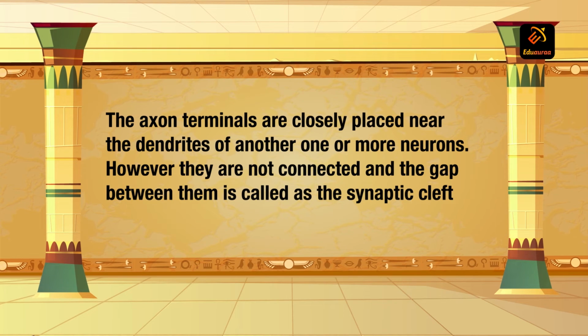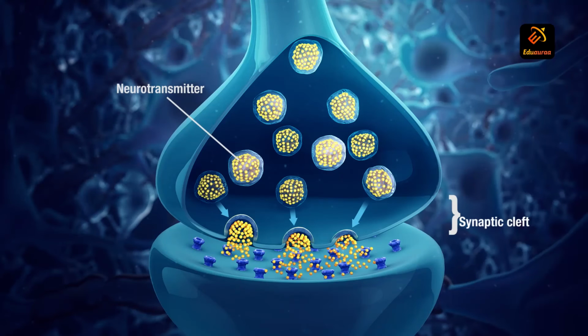The axon terminals are closely placed near the dendrites of another one or more neurons. However, they are not connected and there is a gap between them. The neurotransmitter is in this gap. This entire space is called the synaptic cleft.